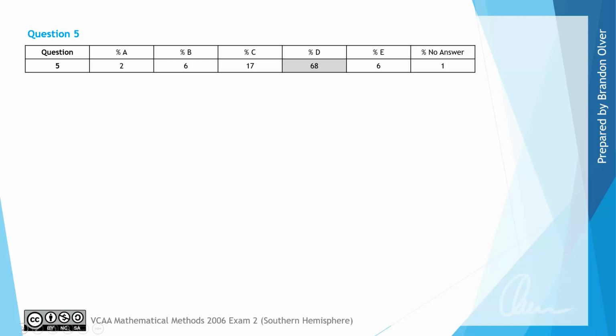Option C, which was the most popular incorrect response, would have been obtained if you forgot to change the denominators of those fractions. So the 10, the 9, and the 8 on the previous slide, if they had all been 10, 10, and 10, that's why you would have ended up with option C.